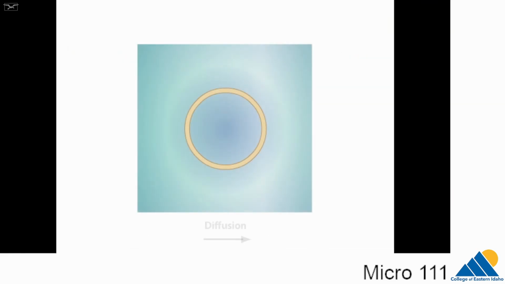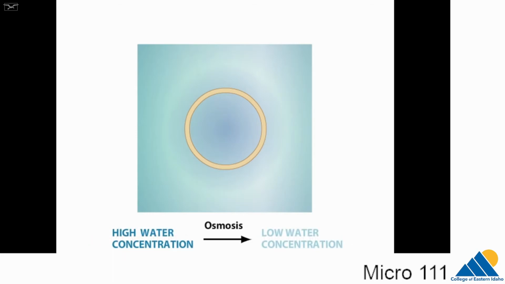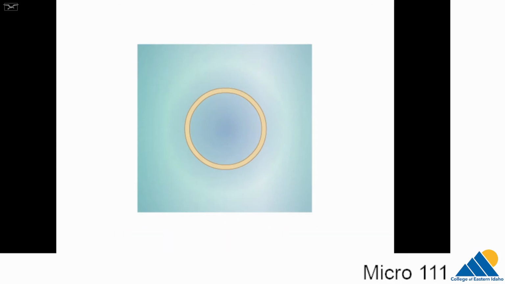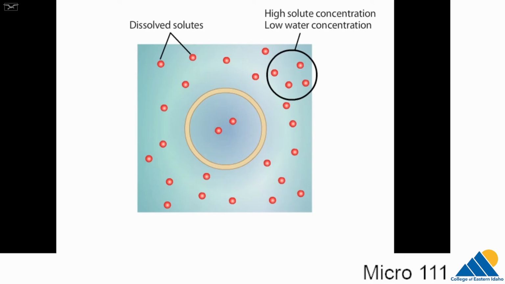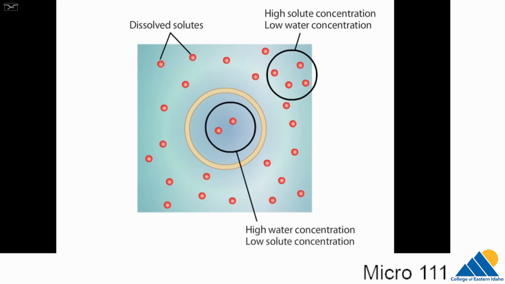Just as solutes tend to diffuse from regions of high concentration to regions of low concentration, so do water molecules. Osmosis is the diffusion of water across a selectively permeable membrane from regions of high water concentration to regions of low water concentration. The concentration of water in a region depends on the amount of dissolved solutes in the water. The water concentration is low when the concentration of dissolved solutes is high. Conversely, the concentration of water is high when the concentration of its dissolved solutes is low.